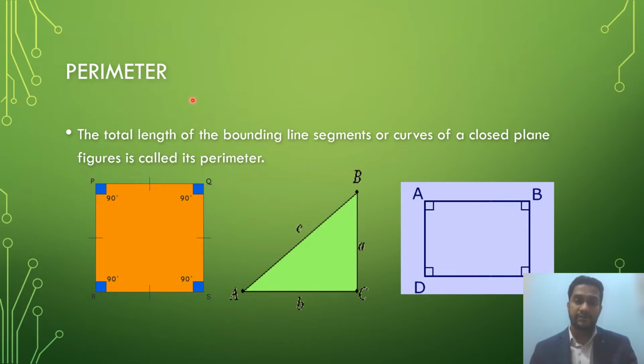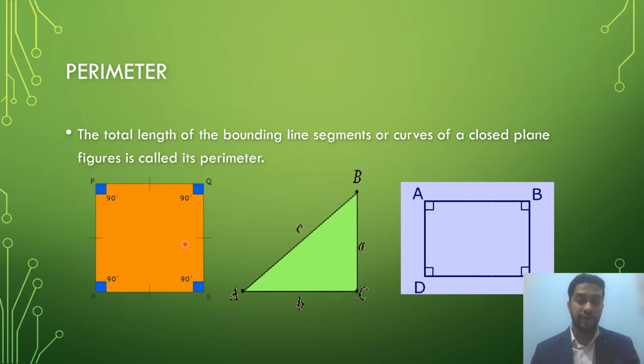What is a perimeter first? The total length of a bounding line segment or the curves of a closed plane figure is called its perimeter. Or we can say the sum of all sides of the plane figure is known as its perimeter.